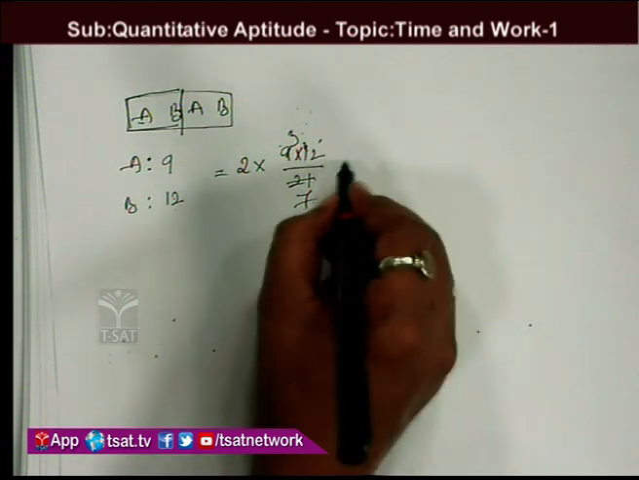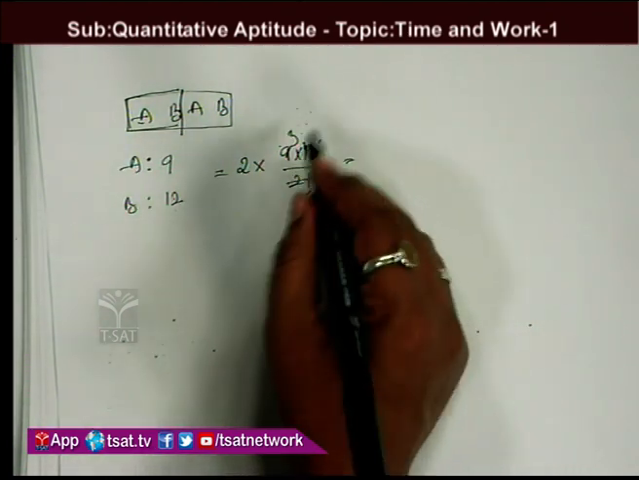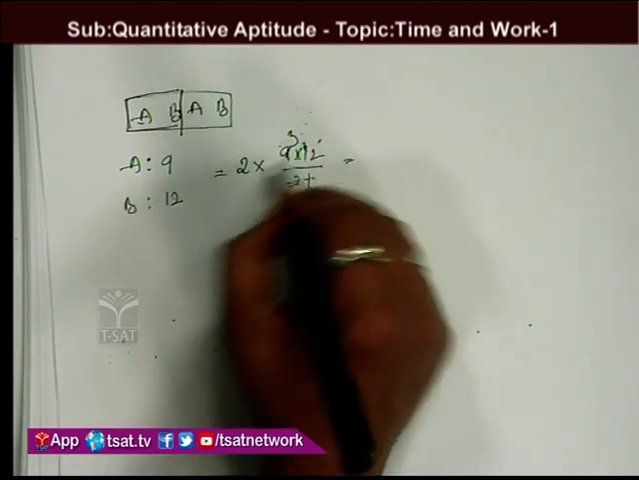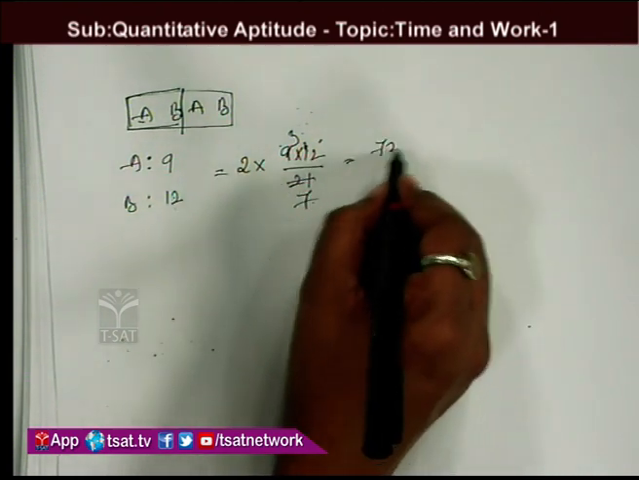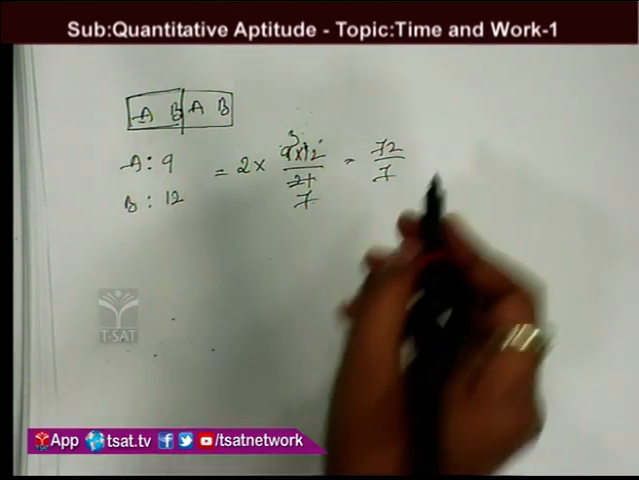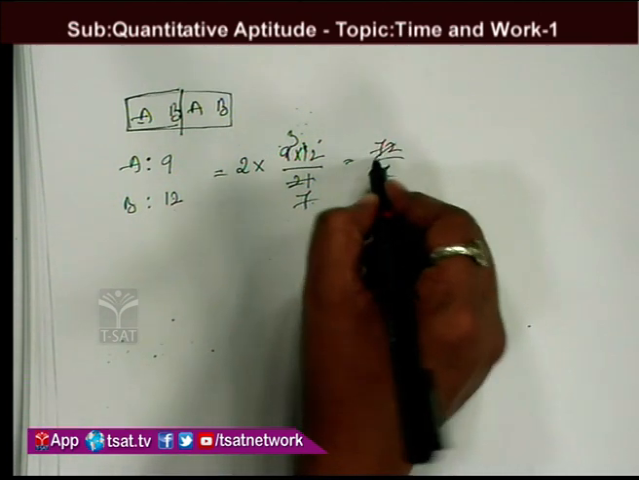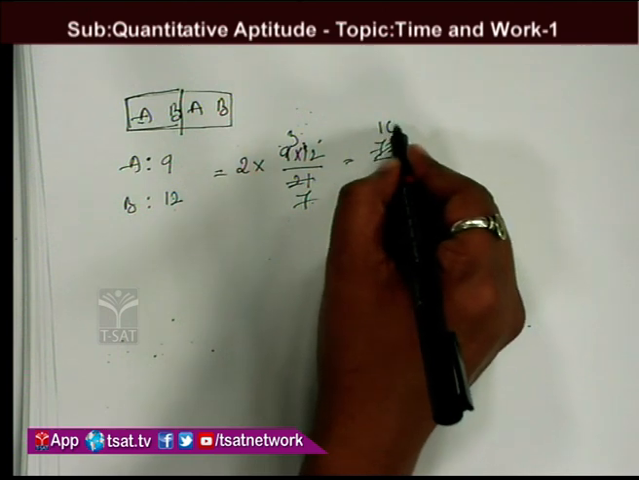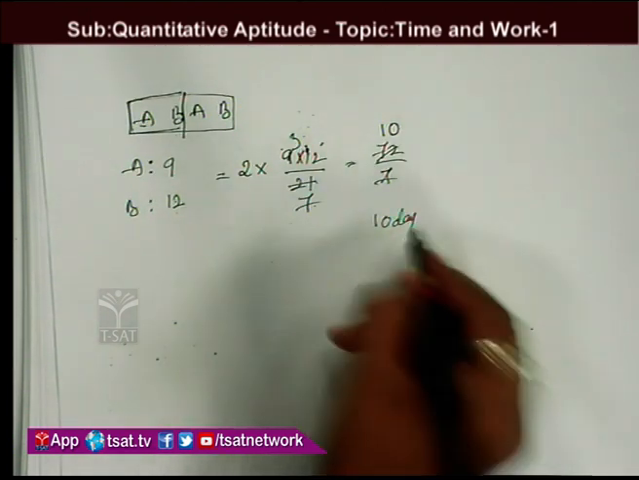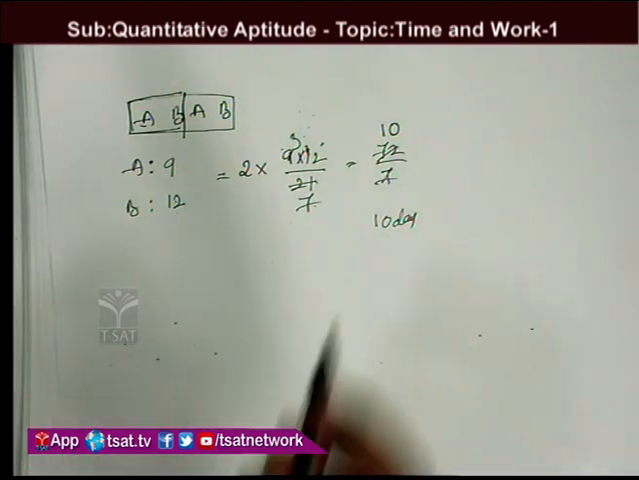3 3s are 9, 3 7s are 21. So, it is not exactly divisible. 2 3s are 6, 12 2 3s are 6, 12 72 by 7. 72 by 7, that means how much of the work is completed? 7 10s are 72.